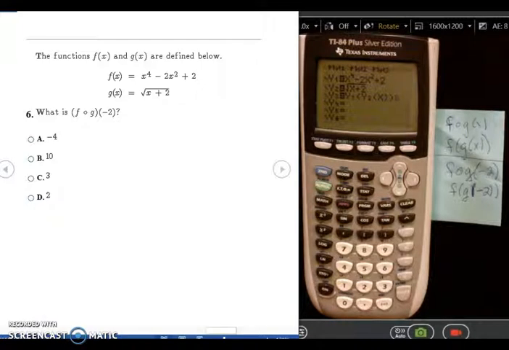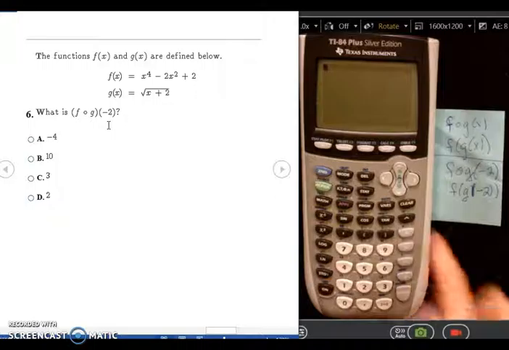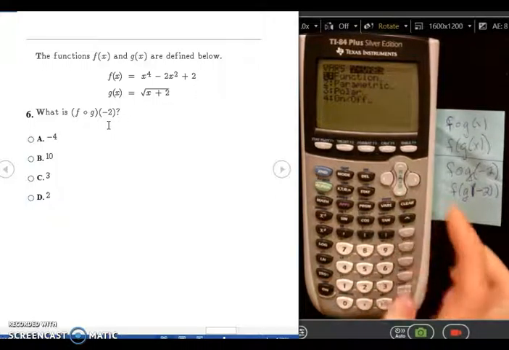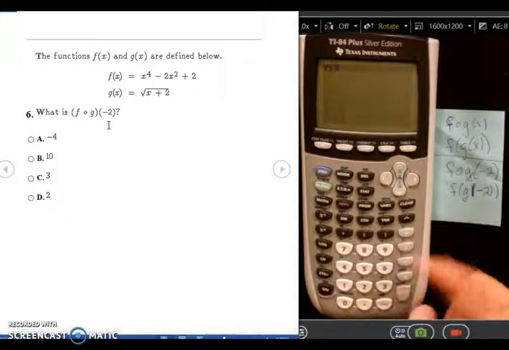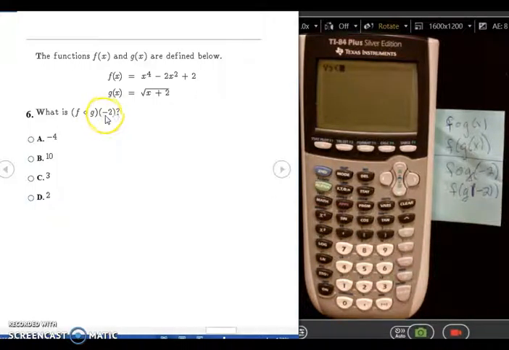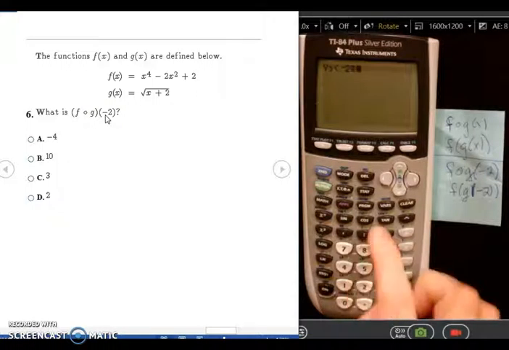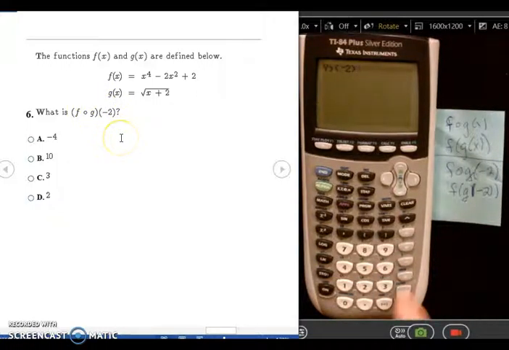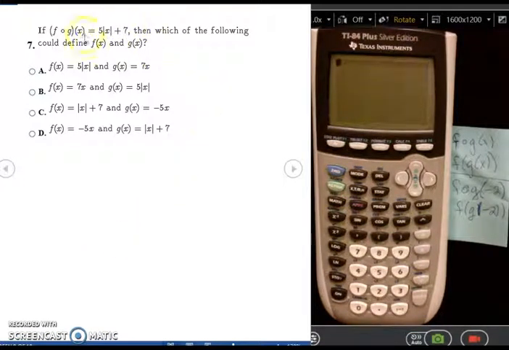Since I don't need to know the graphs, since my answers are numbers, I'm going to go to the home screen and clear it out. I'm going to be looking at the composition of -2. Well, y3 is the composition, so I'm going to do vars and get my y3, scroll down, and then evaluate that at -2, like the problem tells me to, and then I press enter, and there my answer is 2, which is choice D, my final answer.